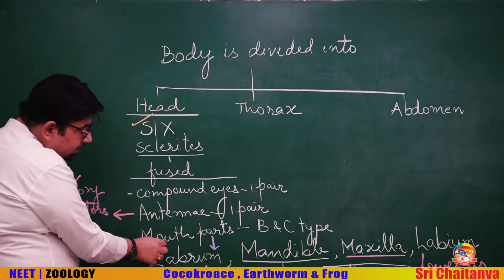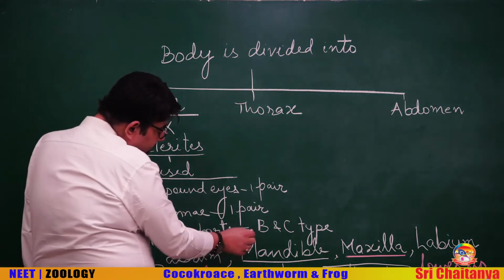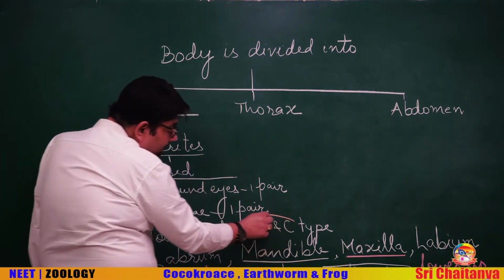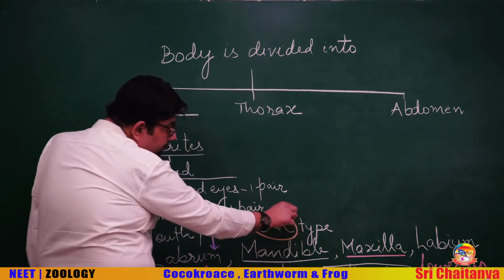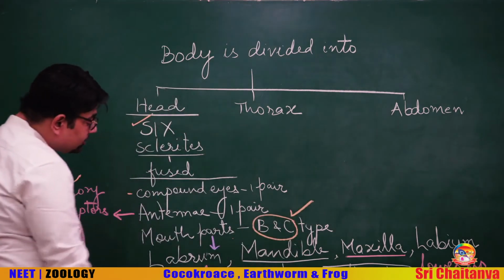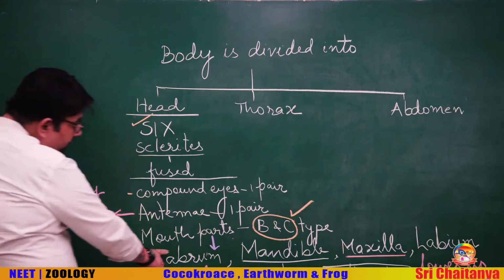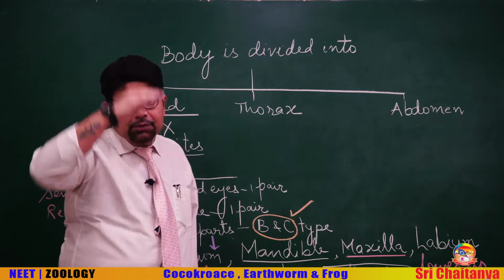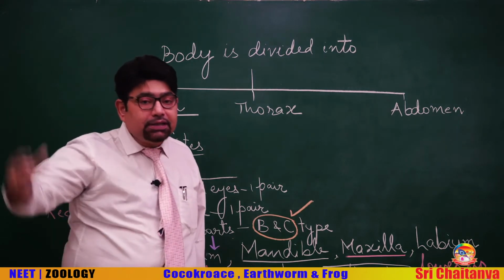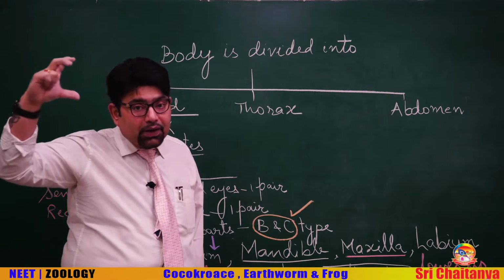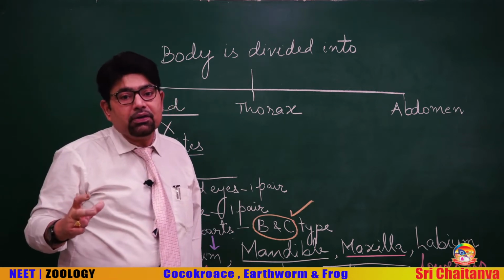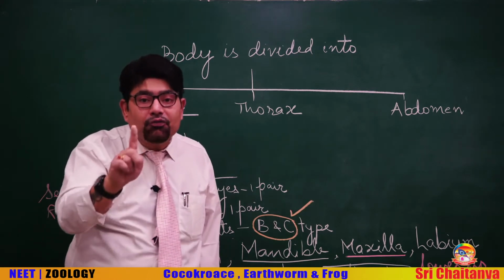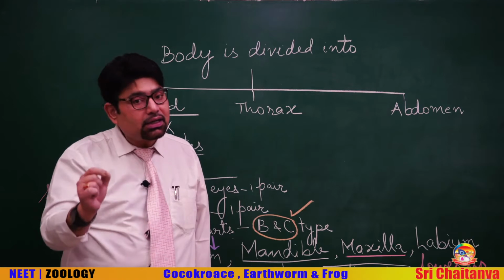The mouth parts are also present as appendages of the head. In cockroach, the mouth parts are biting and chewing type. Very important, biting and chewing type. These are the various parts of the mouth part. There is a labrum, upper lip, and labium, lower lip. Then it has got mandible, 1 pair, maxilla, 1 pair. And there is a median structure called hypopharynx which acts like a tongue.